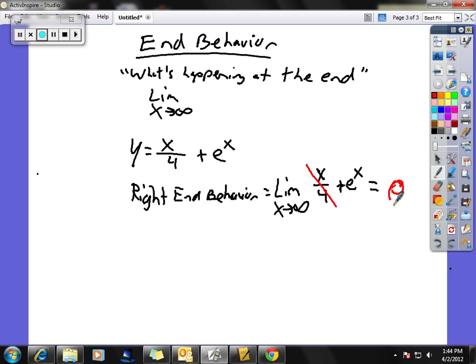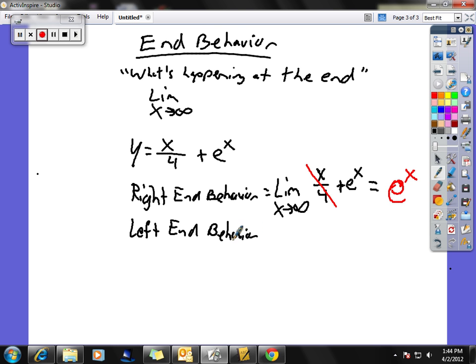My pen's, of course, not working. And the right end behavior for this function would just be the part of it that does matter, which is the e to the x in this case. Okay? And the left end behavior, what do you think we do for that?